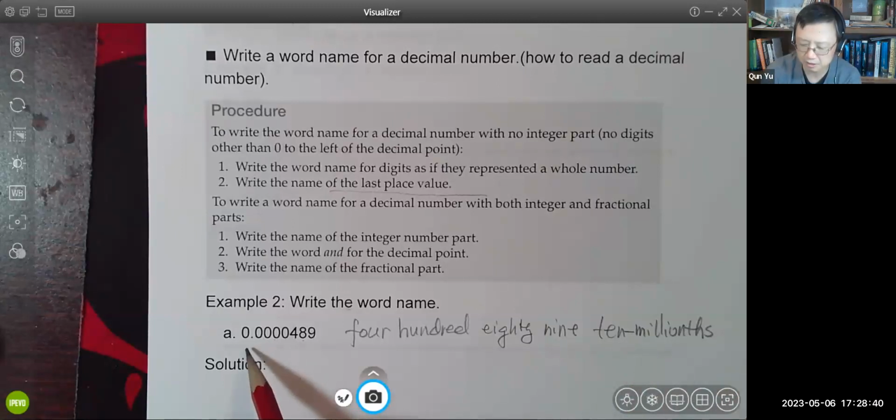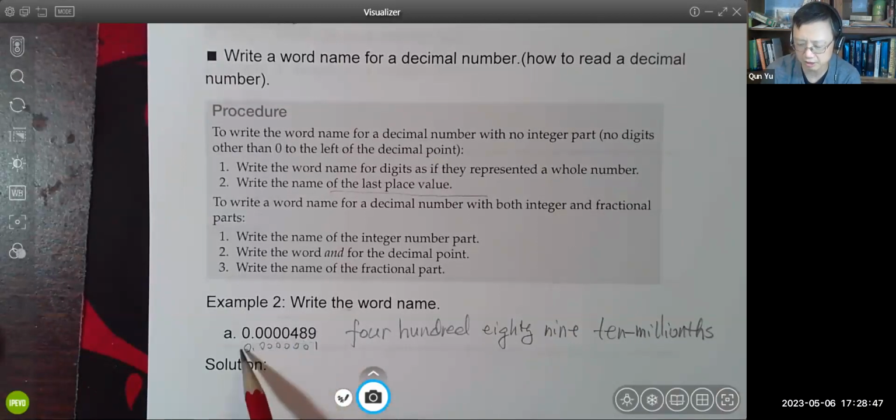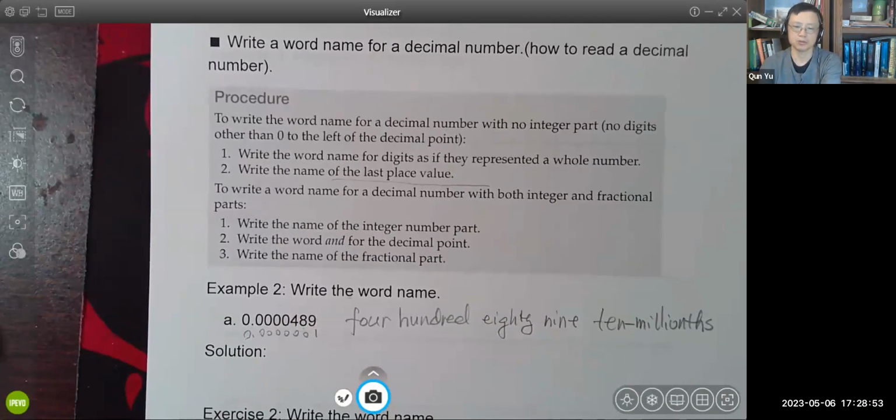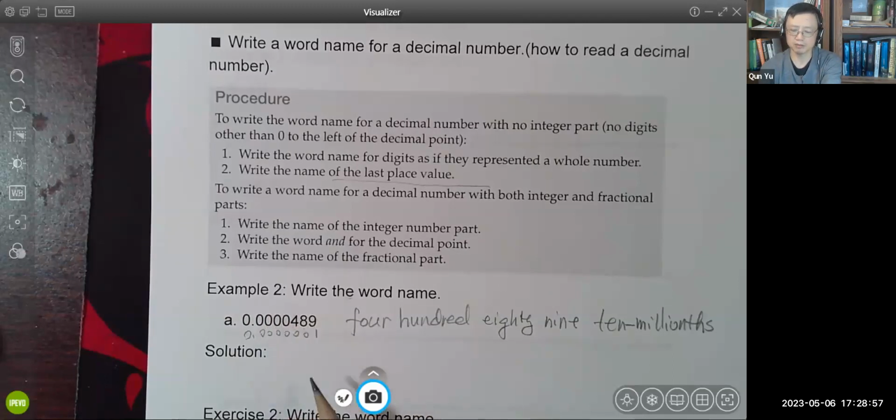10 millionths really means 0.00000001. You have 489 of this. That will give you this value. That's why we read it that way. So read the decimal part as a whole number, then you finish your reading with the last place value.